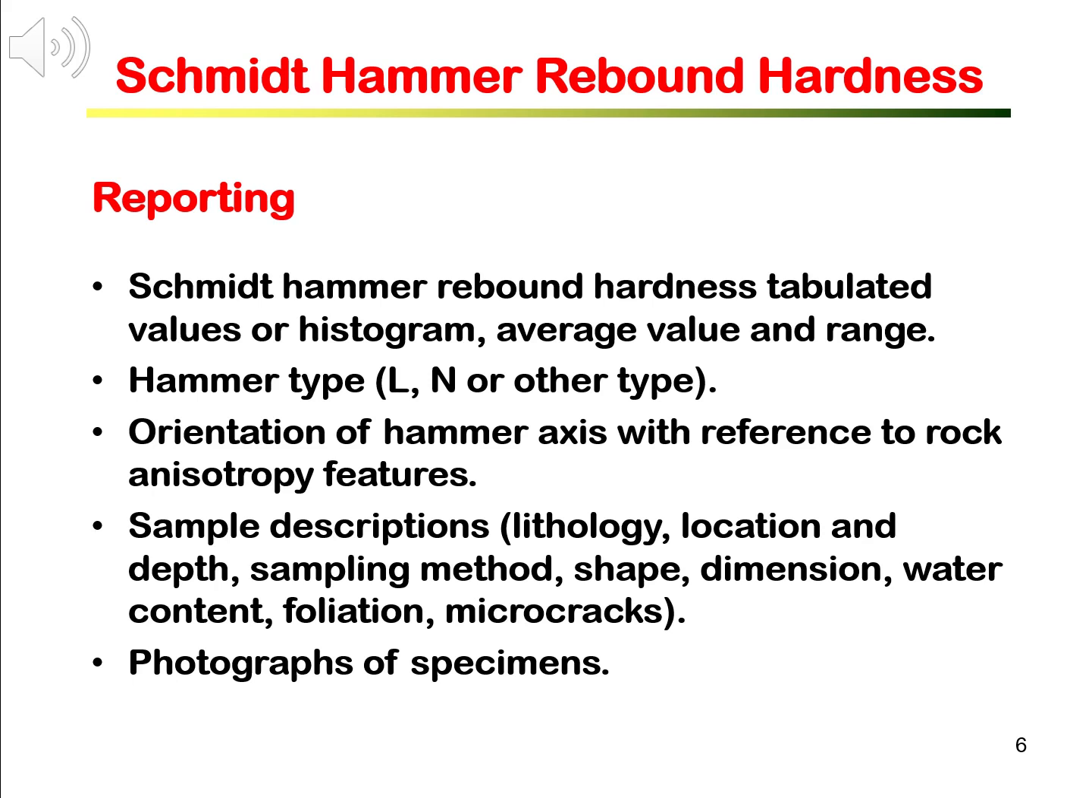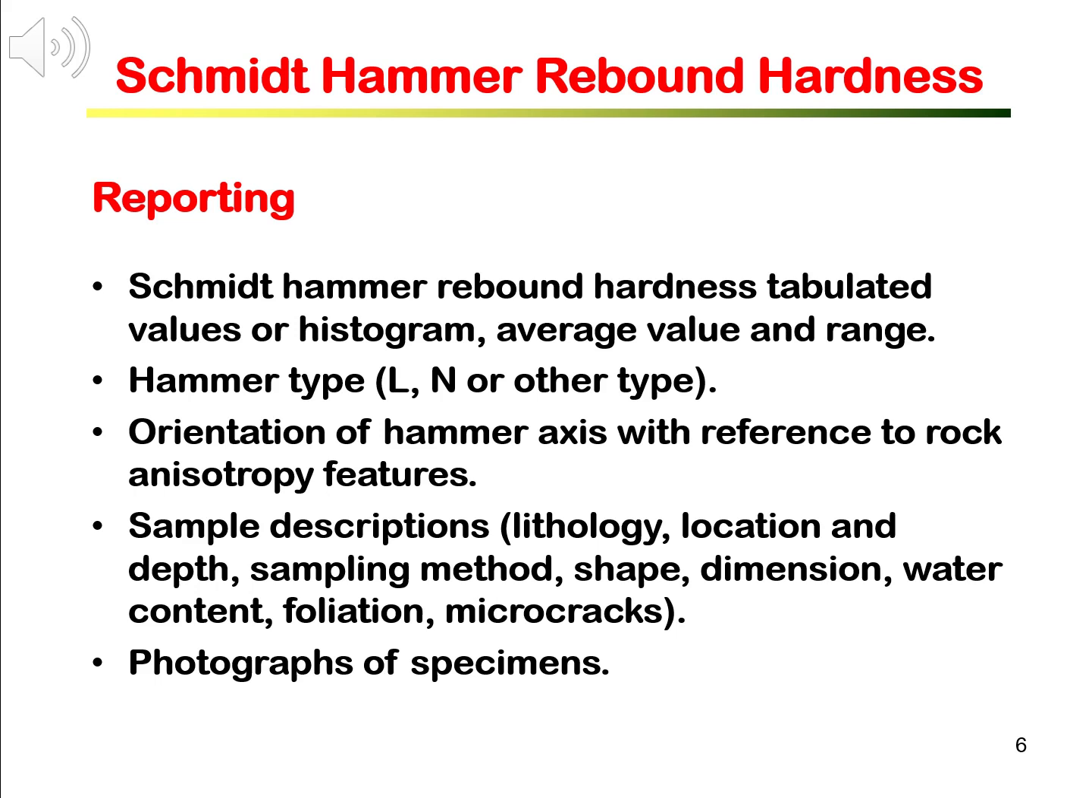Test report. Apart from giving tabulated Schmidt hammer rebound hardness values obtained from the test, the average hardness values and the range should be also given. Preferably, the test hardness values are also presented in the histogram. The report should also include descriptions on the Schmidt hammer used, for example, type L or type N or other types, and its calibration history.